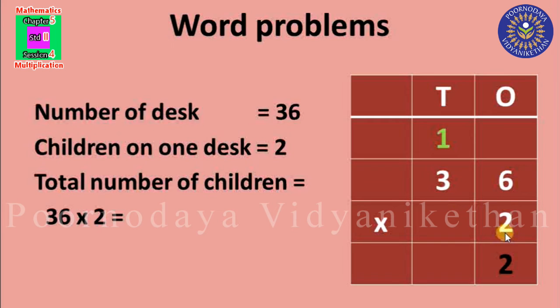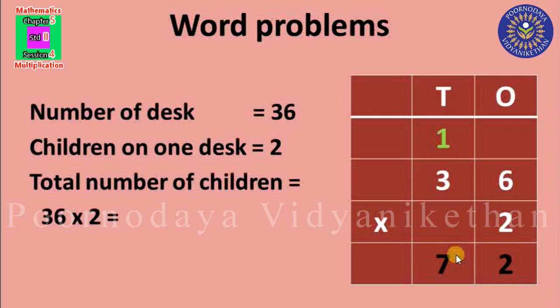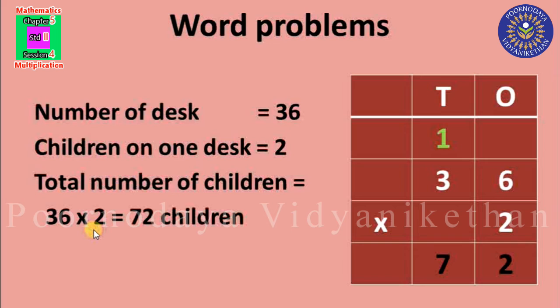3 2's are 6. 6 plus this carried over 1. Add this carried over 1 to the product. 6 plus 1 is equal to 7. Isn't it? So you got the answer. The total number of children is equal to 36 into 2 is equal to 72. There are 72 children. Did you understand?